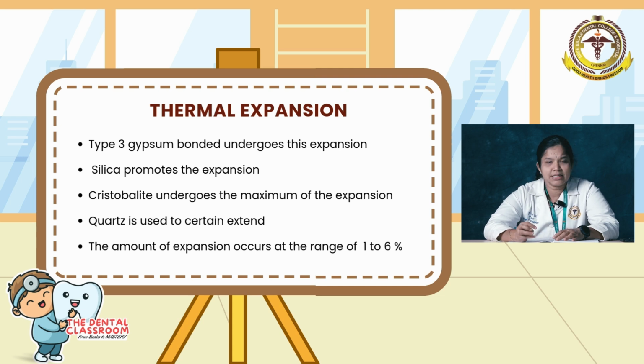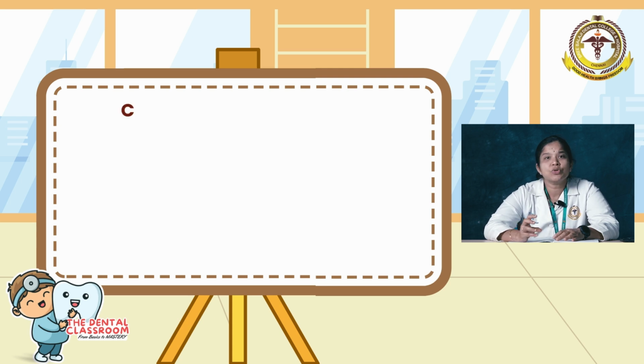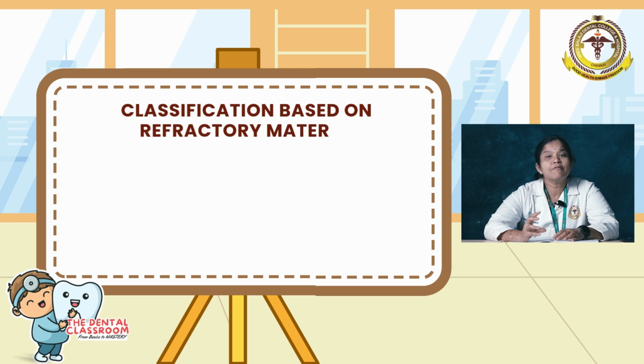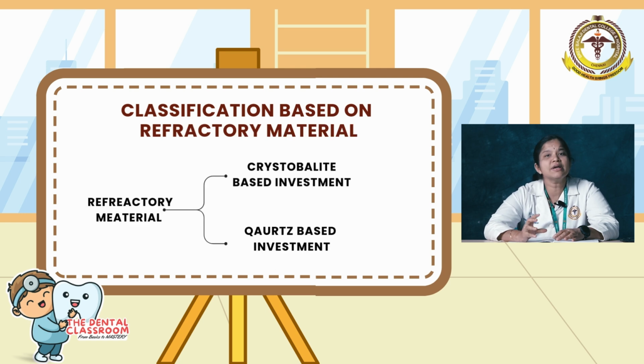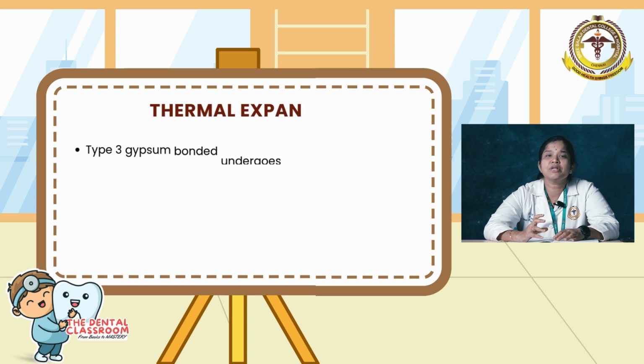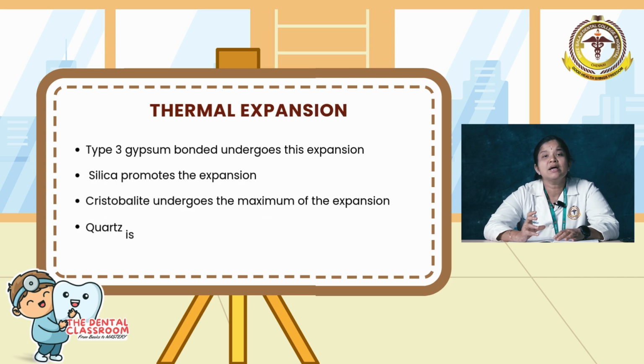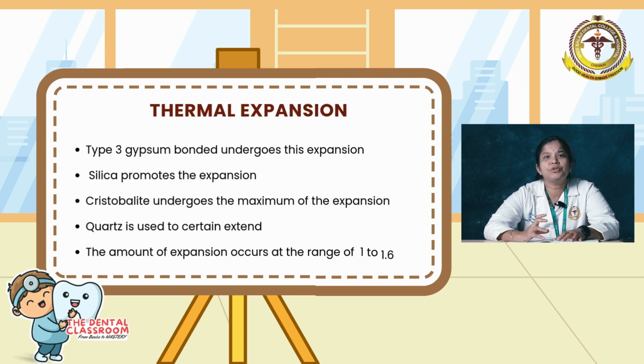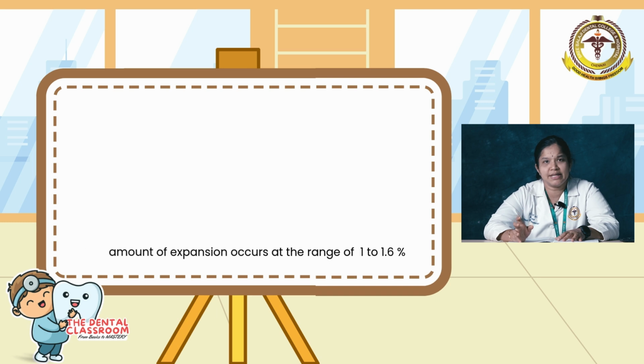To a certain extent, we use quartz. So, based on the refractory material, you classify the gypsum product also into cristobalite based investment material or quartz based investment material. This thermal expansion which happens in type 1 investment ranges from 1 to 1.6%.